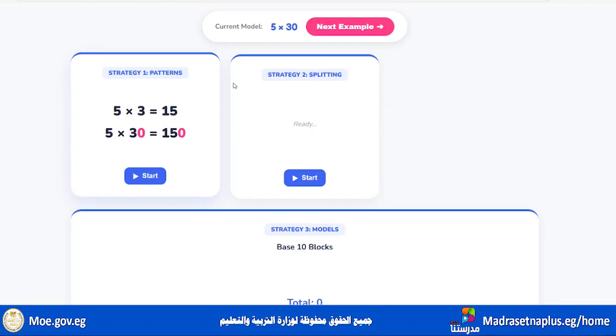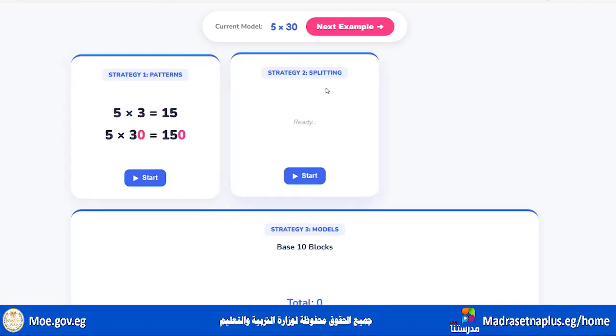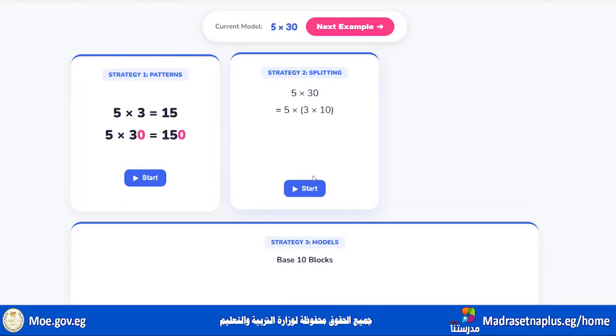Second strategy, splitting, like arrays. 5 times 30. 30 equals what? 30 equals 3 times 10. So by using the associative property, I can write 5 times 3 times 10. 5 times 3 equals 15. 15 times 10 will be 150. This is another strategy to multiply a number by multiples of 10.